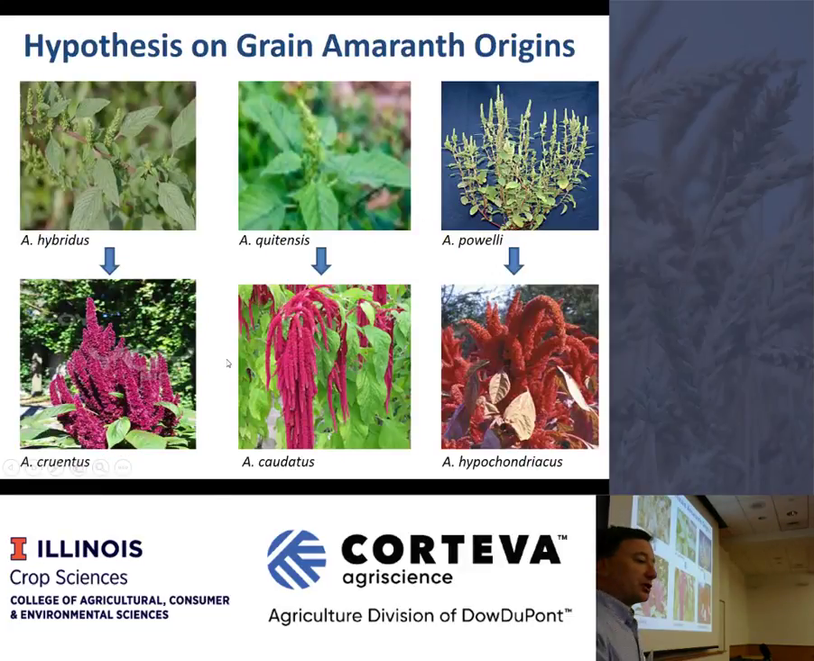So on their origins, hybridus is considered one of the sort of origins for a lot of the genetics into the cultivated species, which include cruentus, hypochondriacus, and caudatus, which is really a pretty separate offshoot from South America that has a close relationship with quitensis, and the role of powellii is still not very well defined.